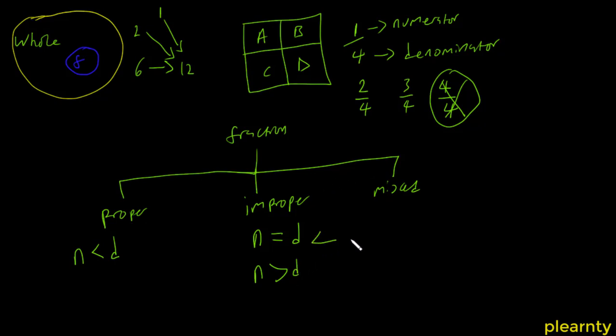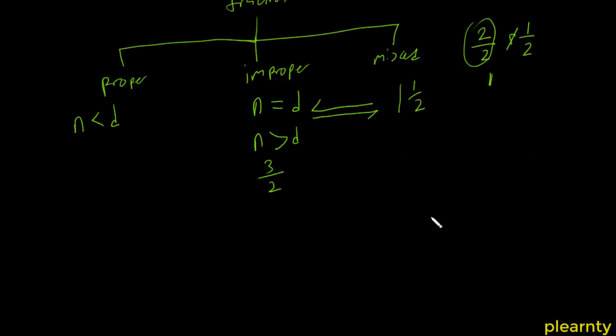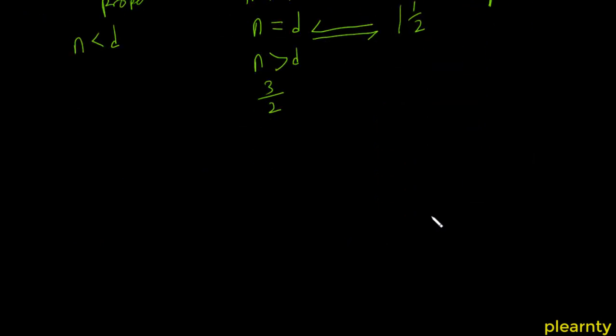So you can always convert improper fraction to mixed fraction and mixed fraction to improper fraction. So for example, let's say you have improper fraction 3 over 2. You can convert it to mixed fraction, because the meaning of this is that you have 2 over 2 and then you have 1 over 2. So 2 over 2 is the same as 1. Then that is 1 whole number and 1 over 2.